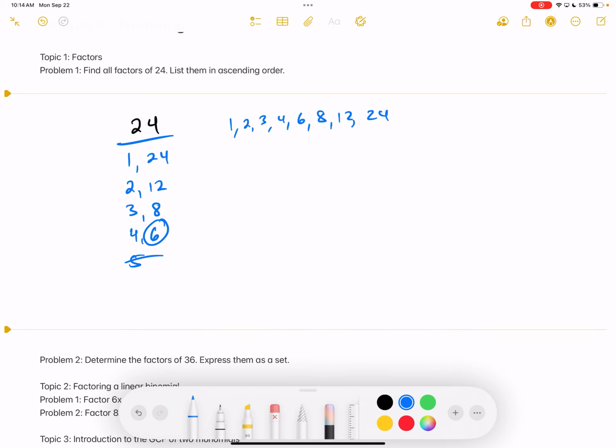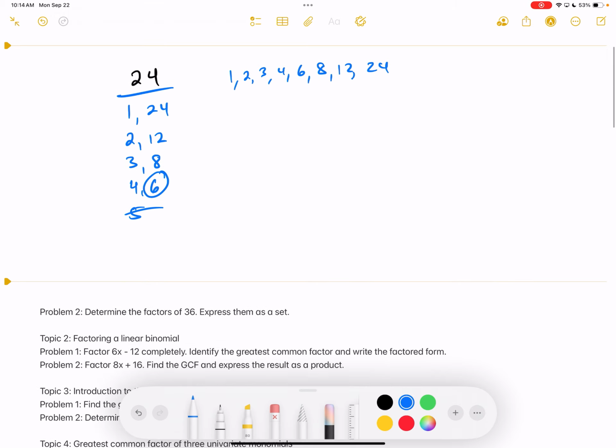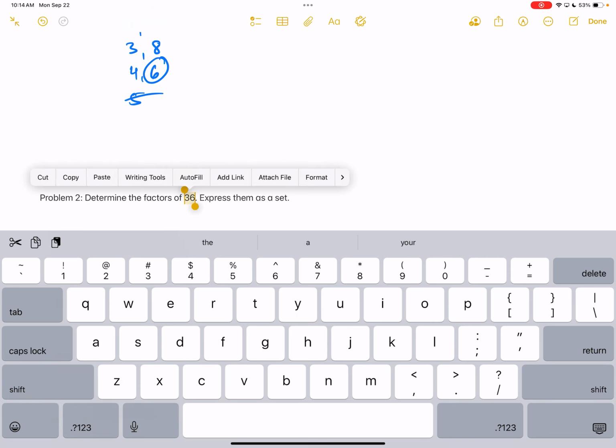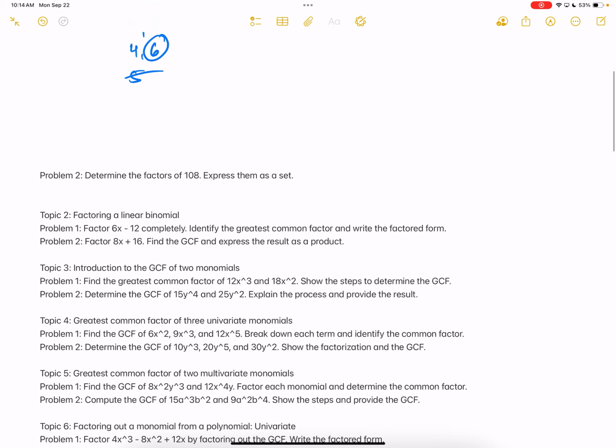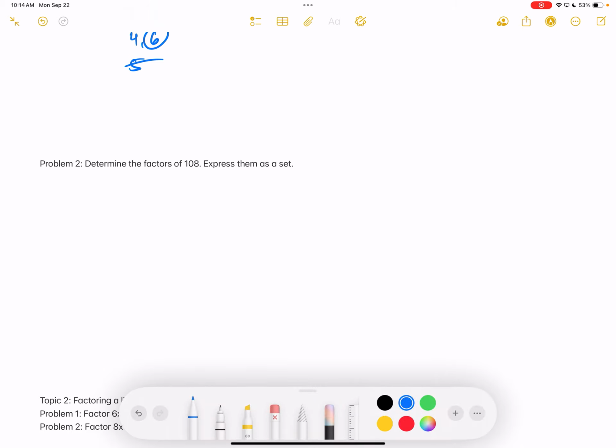I'm not sure if Alex makes you do that. But all those numbers are factors of 24. This idea really helps you if you get stuck on a hard number. Like if I'm trying to figure out the factors of, I don't know, let's change it to 108, okay? Well, I don't know what that is off the top of my head.